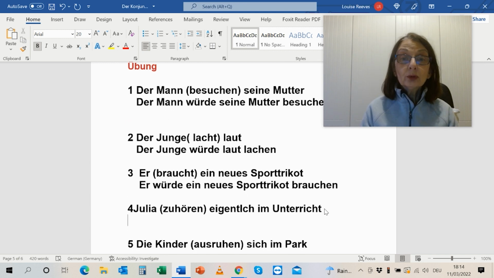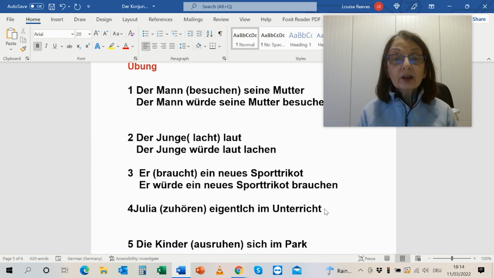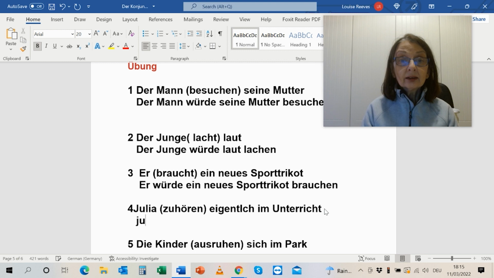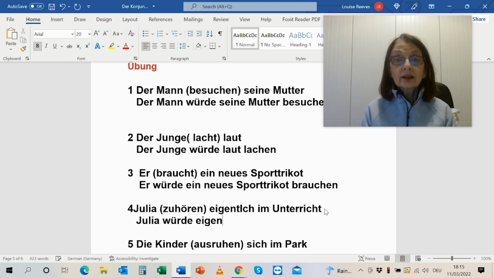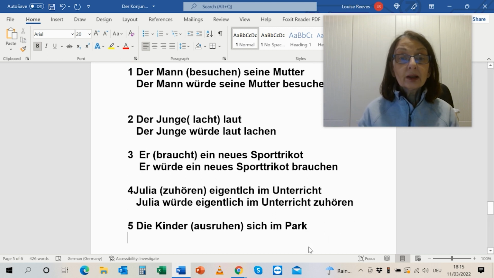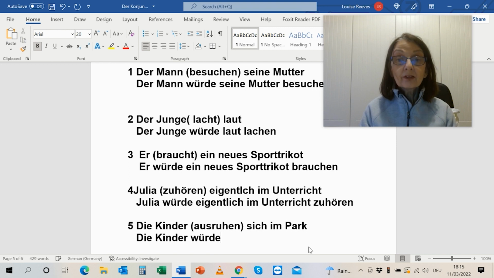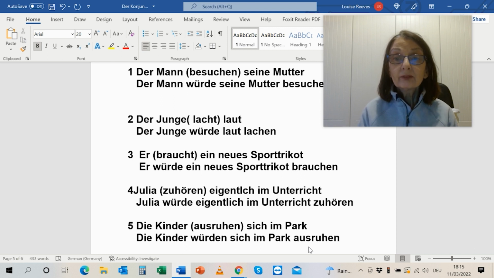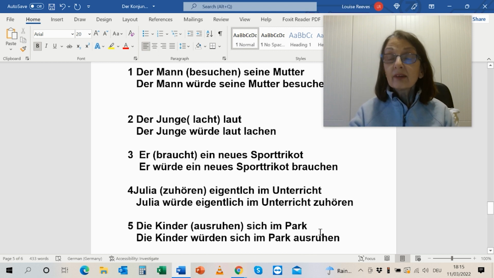Nummer 4. Julia eigentlich im Unterricht. Und dann wir haben hier das Verb zuhören. Julia würde eigentlich im Unterricht zuhören. Remember, your separable verbs don't separate when they're at the end of the sentence in the infinitive. Noch ein Beispiel. Die Kinder würden, das ist Plural, sich im Park ausruhen. Now there's a good example of a reflexive verb, ein reflexives Verb und ein trennbares Verb. Aber das Verb trennt sich nicht, wenn es am Satzende ist.